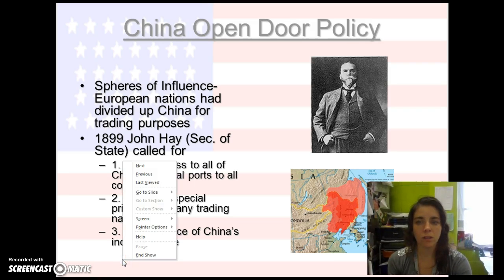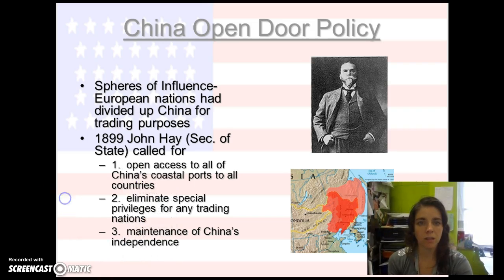So moving on, China. Once we have this market for China, what's going on with China? When imperialism first starts up, they have what they call the spheres of influence, and that is one of your vocab words, so make sure you know it. Basically, it's where European nations divide up China for trading purposes. They take spots of China and divide it up, and they only trade with those spots. These are European nations, so this does not include the United States.